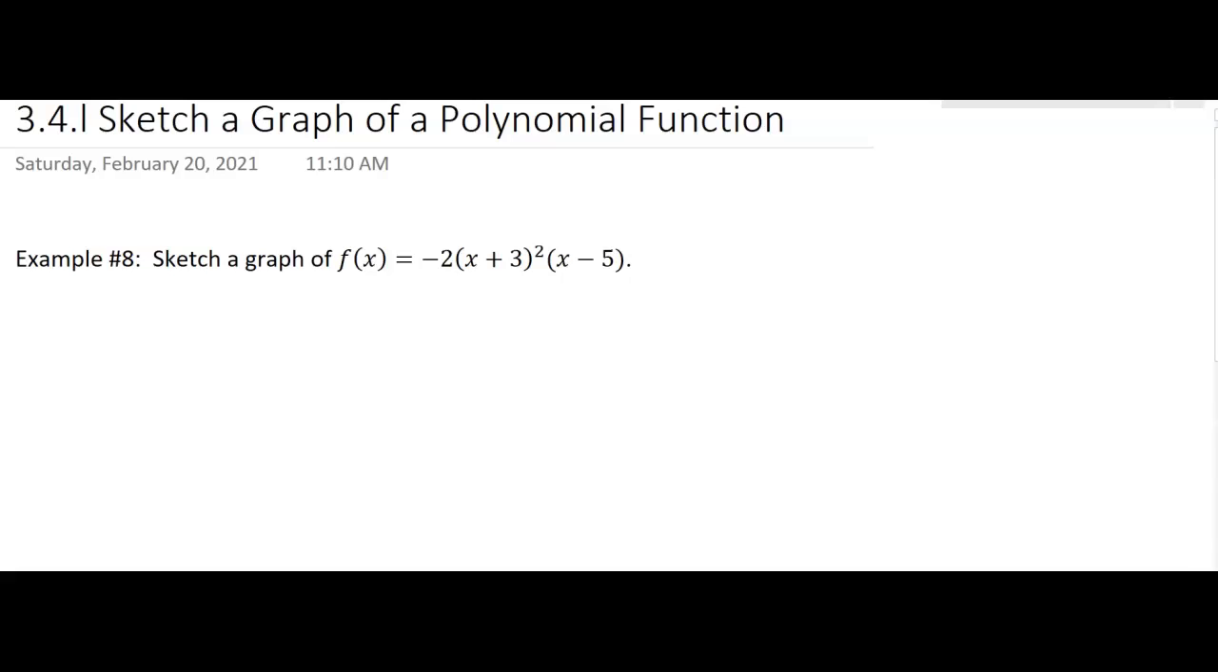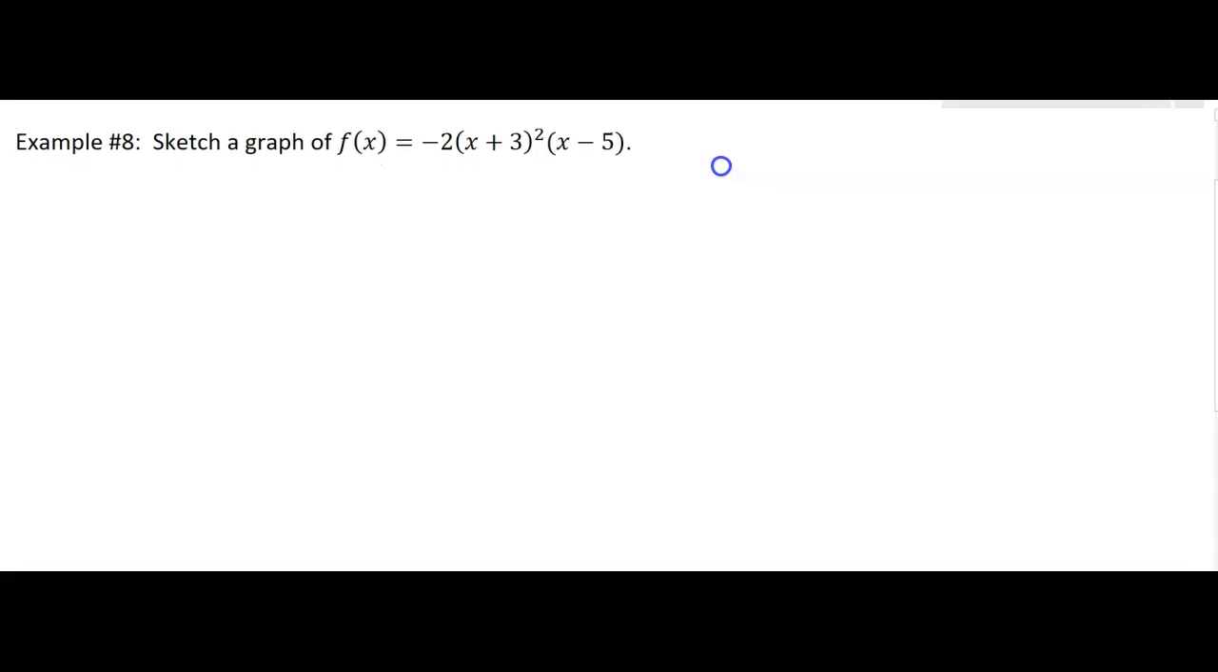Okay, so we're going to sketch a graph of a polynomial function. So it's going to be those steps that we were talking about. So it'll be very exciting. Okay, first find the intercepts.